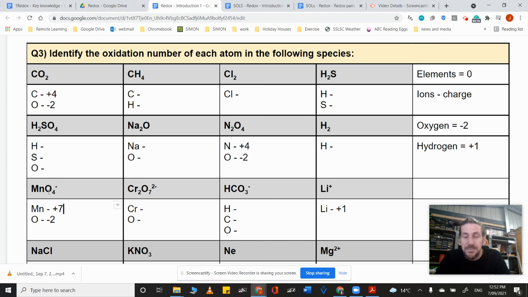So therefore, if you look at this again, oxygen is -2. 4 of them makes -8. I have to get back up to -1, so I need to add 7 to it, so therefore my manganese here is +7. Do the rest of them, check your answers, and if you have any questions, let me know.